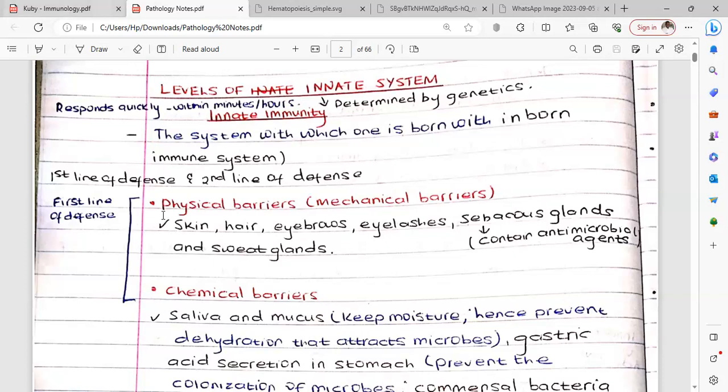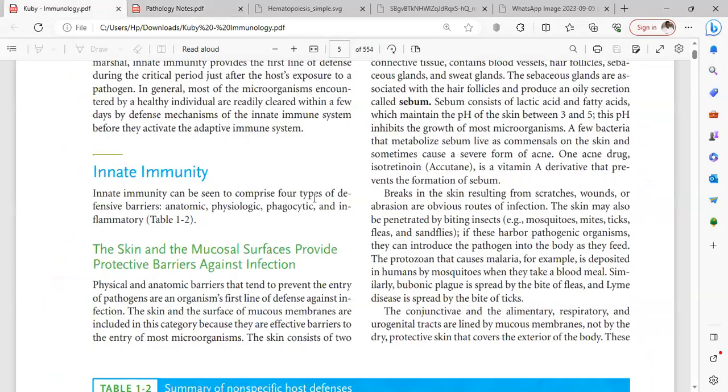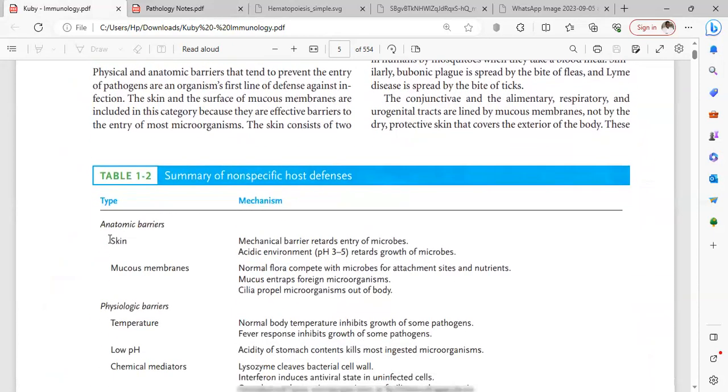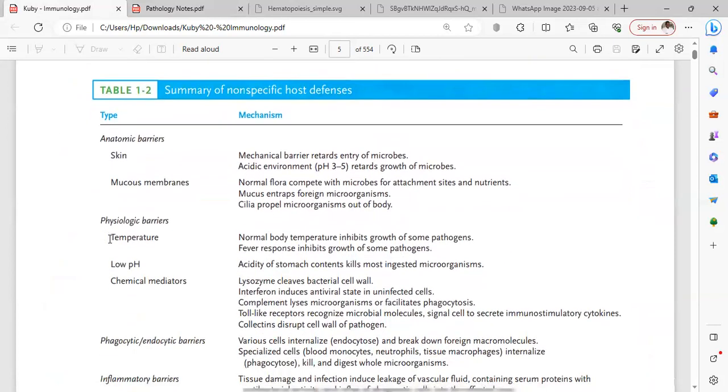So we go to the innate immunity. Innate immunity has 4 types of defensive barriers. We have the anatomic, physiologic, phagocytic, and inflammatory. I'll go and share this table because it will give a summary of everything.